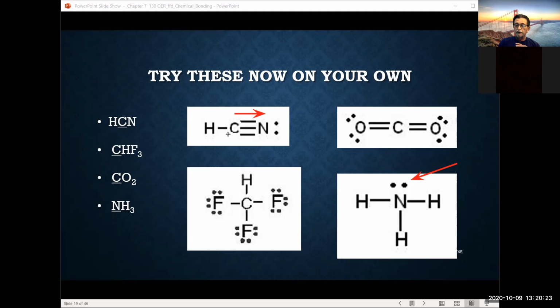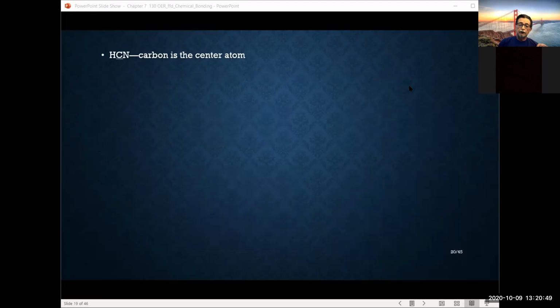So HCN will be a polar molecule. 1 polar bond, 1 nonpolar bond. The net result is a polar molecule. All right, so we went through this. I took one of those four and I went through it in detail, and we picked the HCN.